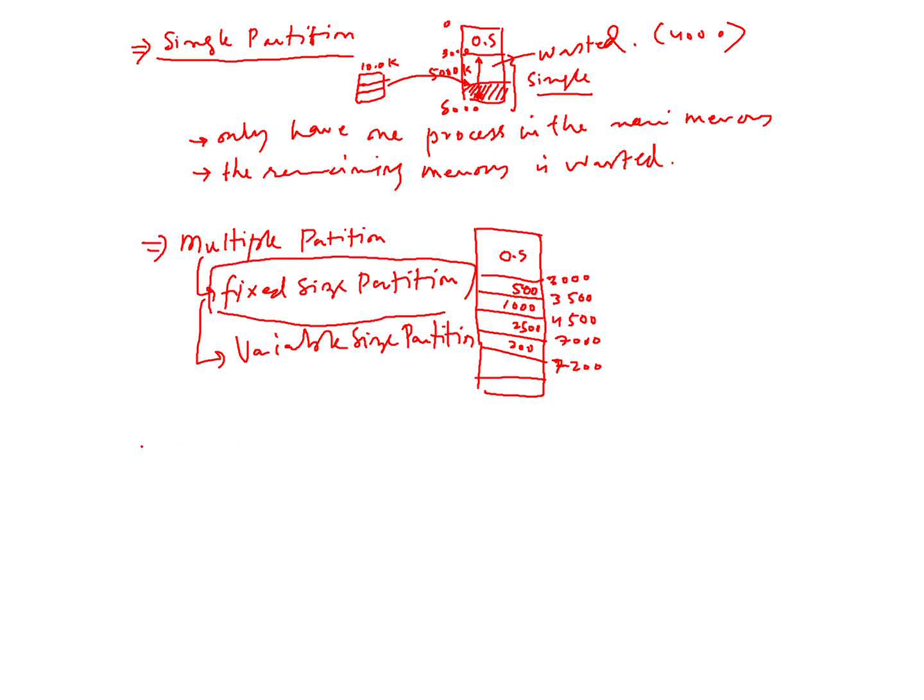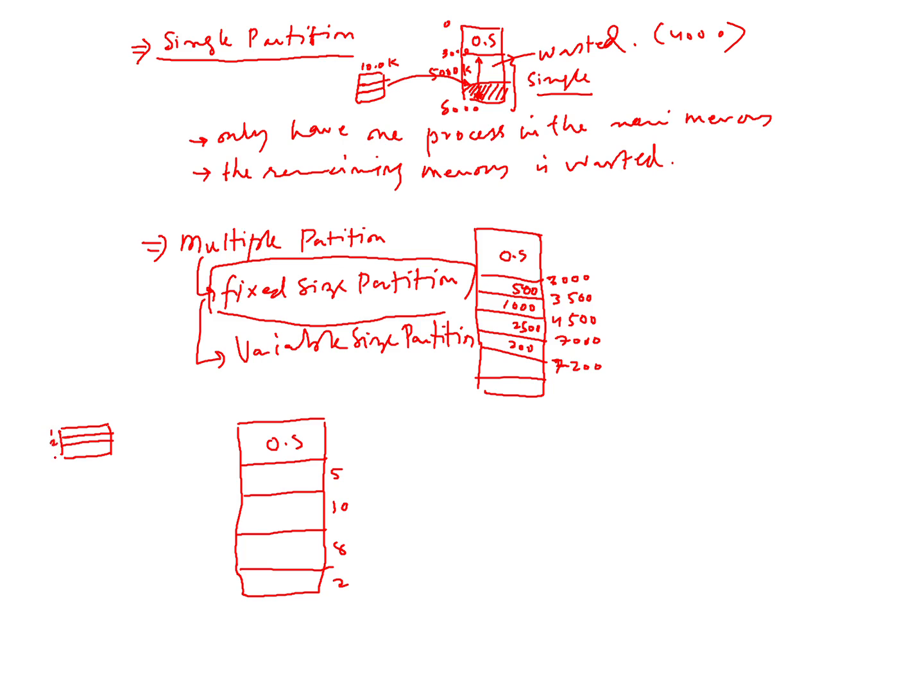Now, for suppose, in the case of fixed partition, I have the operating system already loaded here, and I have maybe three partitions. Okay, now this one is only 5k, this one is 10k, this one is 8k, and this one is 2k, right? So we have different sizes of partitions. Now suppose I receive one process which has 3k data to store.